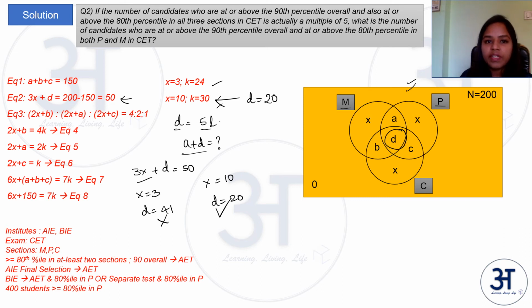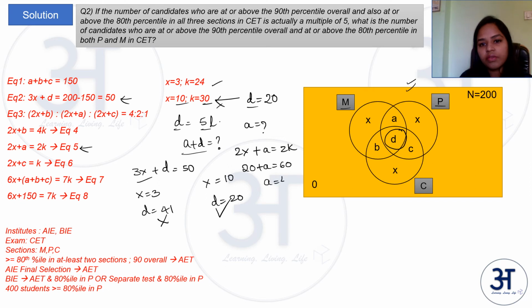Now what should we find? We have to find a plus d, right? So we have d. What is a? A can be got from equation number 5. We have 2x plus a is equal to 2k, right? And we have x is equal to 10, k equal to 30. Let's substitute. 20 plus a is equal to 60. a is equal to 40.